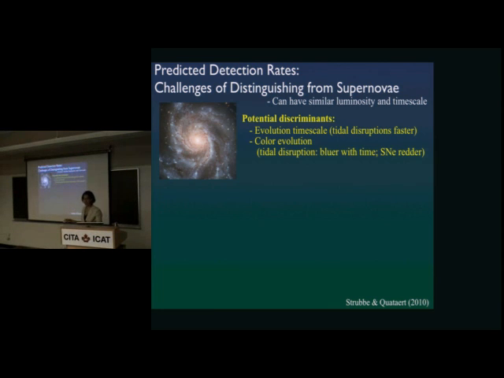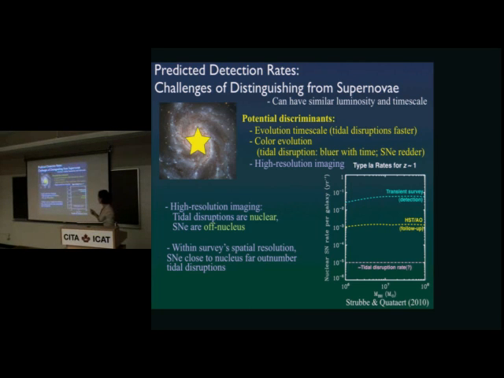Now the most direct discriminant that you might think of would be high-resolution imaging. Tidal disruptions happen in the nucleus of the galaxy, and supernovae happen off the nucleus. However, what happens in real life is that you see a brightening in the center of a galaxy, and you don't know whether it was really truly in the nucleus or somewhat offset. And so to quantify how big a problem that is, we estimated the rate of supernovae within a typical transient survey spatial resolution of half an arcsecond and compared it with the tidal disruption rate.